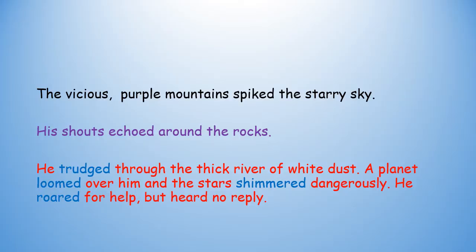So we've now hopefully achieved the LO because you've used 3 writers' techniques. You've used expanded noun phrase, so we've got the vicious purple mountains spike the starry sky. You've used short sentence, and my example was his shouts echoed around the rocks. And you've used some expressive verbs. My examples were trudged, loomed, shimmered, and roared in that paragraph there. And I want you to move on to the final task for today.